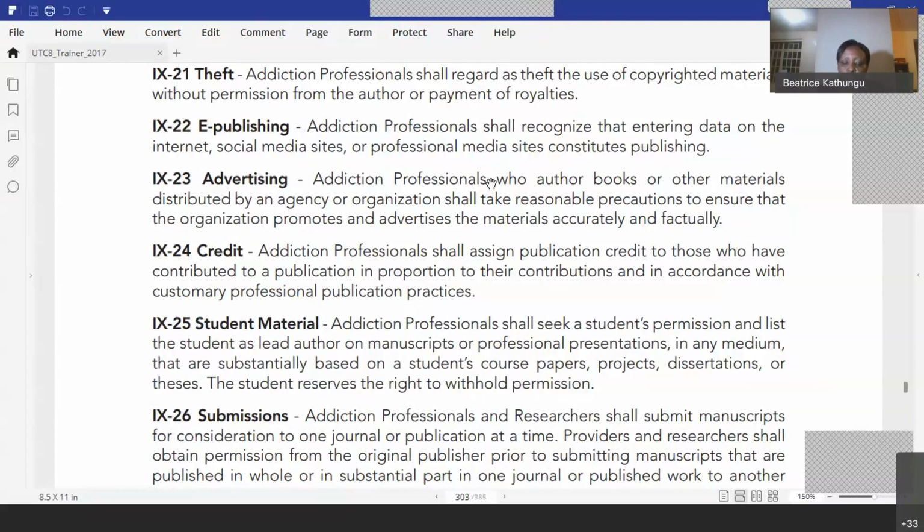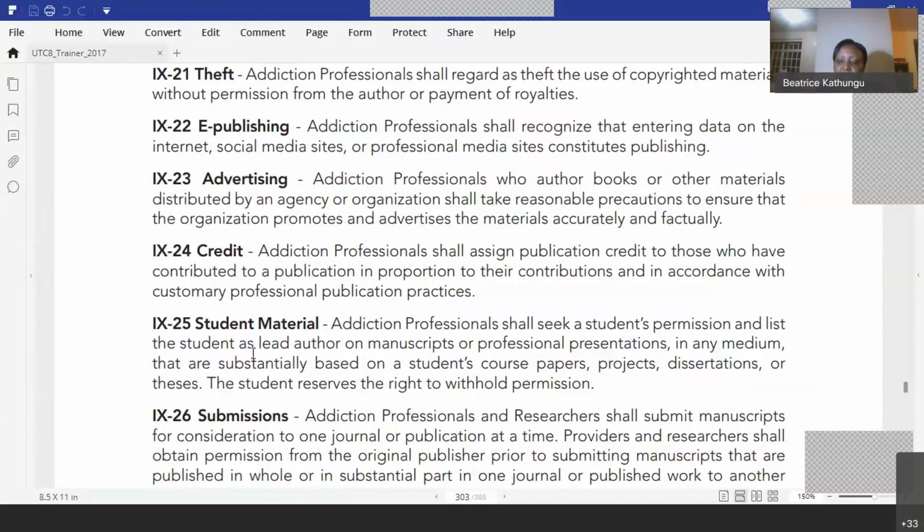So we credit those who participate. I have also seen a scenario where a professor supervises a student through a thesis, and the professor goes on and publishes a paper from that thesis without appending the name of the student. I have actually come across such situations. So this is what we are being challenged about. And that's related to number 25, student material.